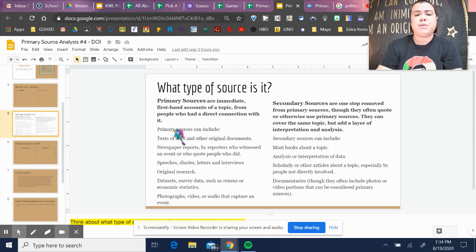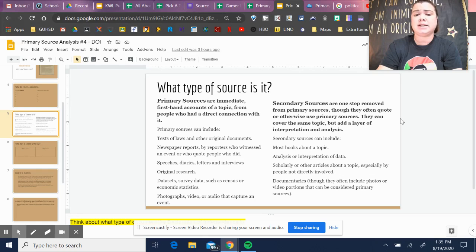Slide 5, we are going to discuss what type of source is it? So is the Declaration of Independence a primary source or a secondary source? Okay, this is kind of important for any type of document that you look at or analyze. You want to determine for yourself, is it a primary source or a secondary source? A primary source is immediate firsthand accounts of a topic from people who had a direct connection with it, okay?